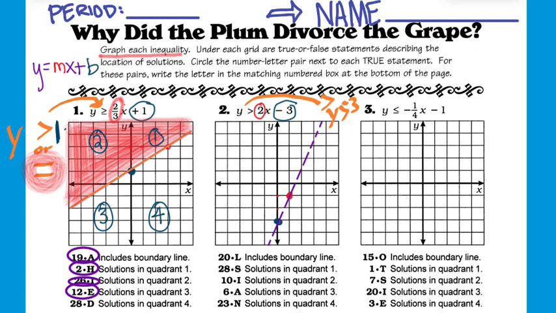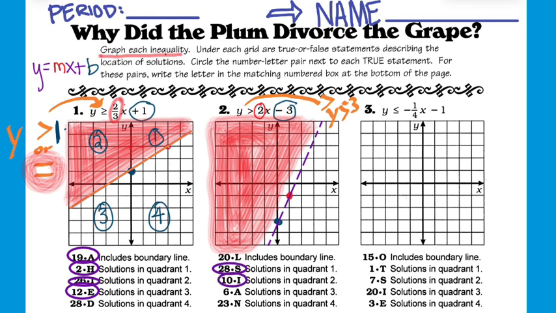And then it's anything bigger than -3. So what's bigger than -3? Well, -2 and everything above. And notice when I shade, I don't touch the line because it cannot be on the line. It has to be bigger than the line. All right, let's try number 3.